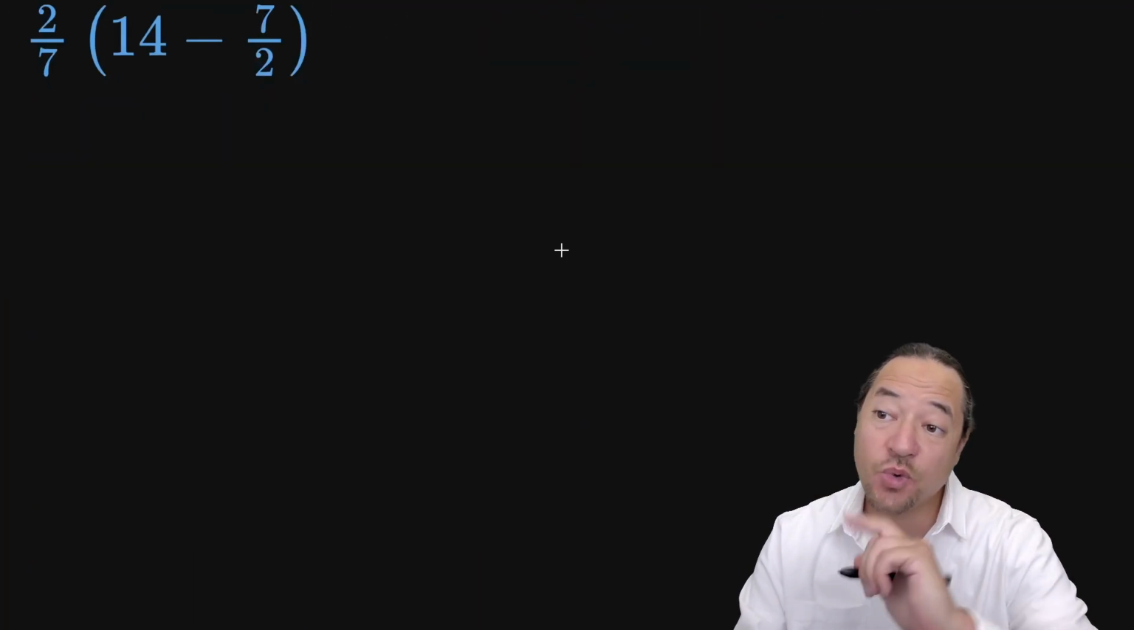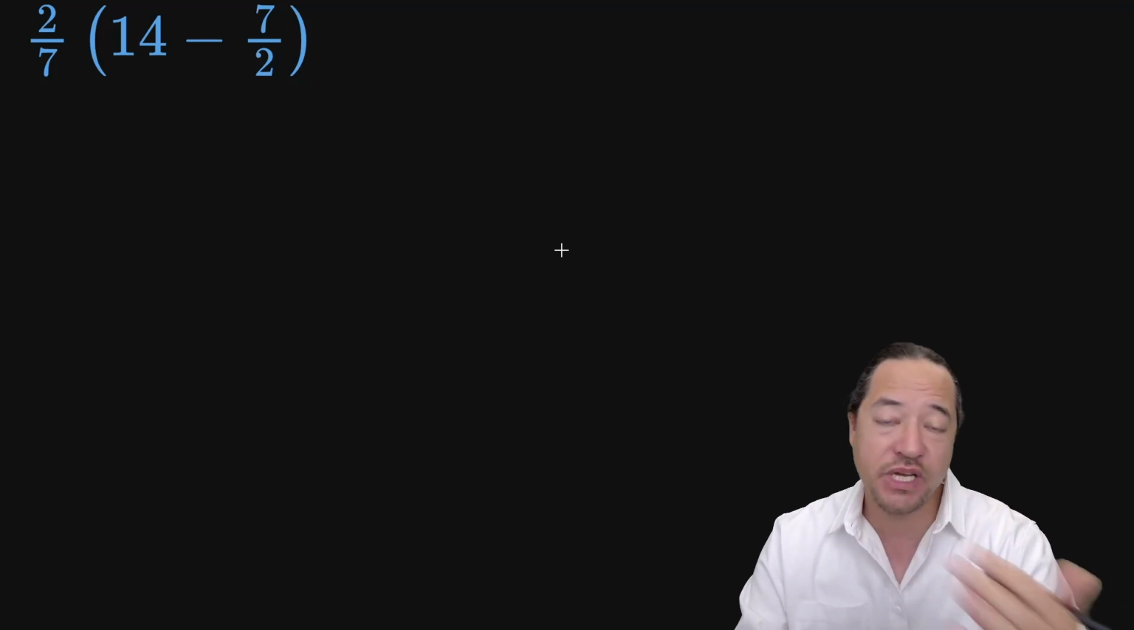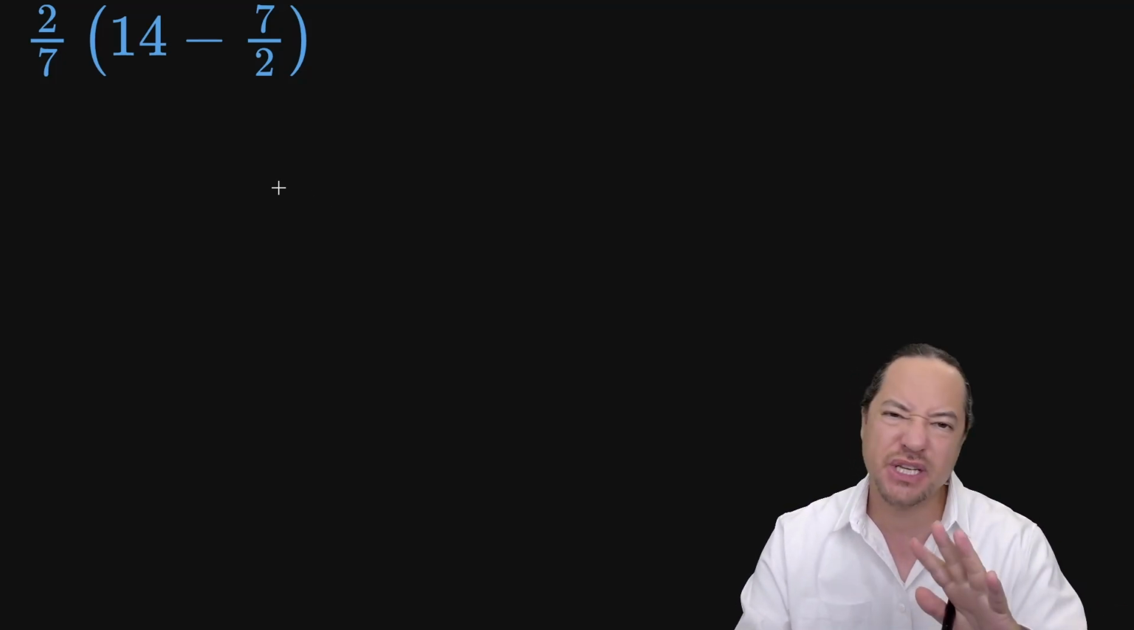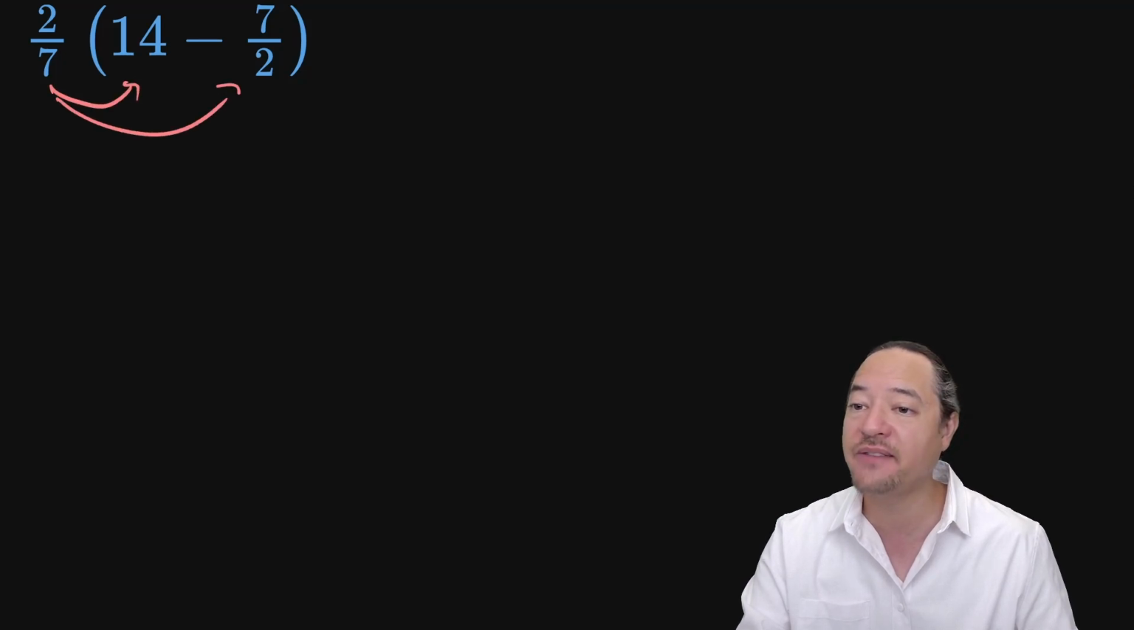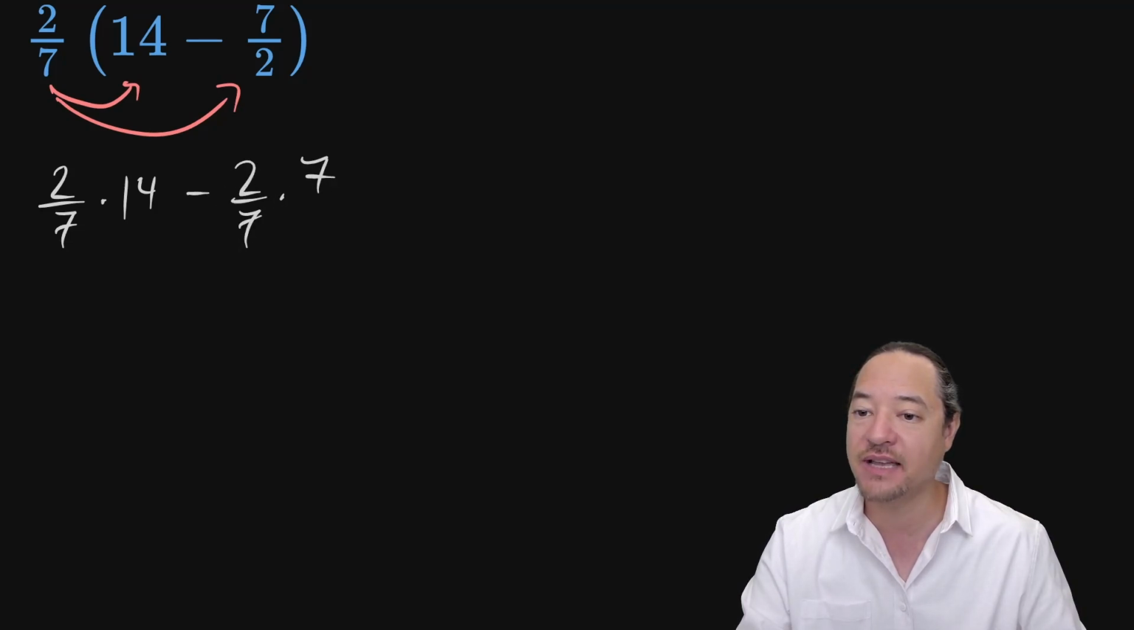All right, so for this one, there's actually a few ways we could do it. Let's try it maybe 2 different ways. So the first way I want to look at is we want to distribute this 2/7 into the parentheses. Let's see what we get. Okay, so when we distribute that through, we're going to get a 2/7 times 14 minus a 2/7 times a 7 over 2.